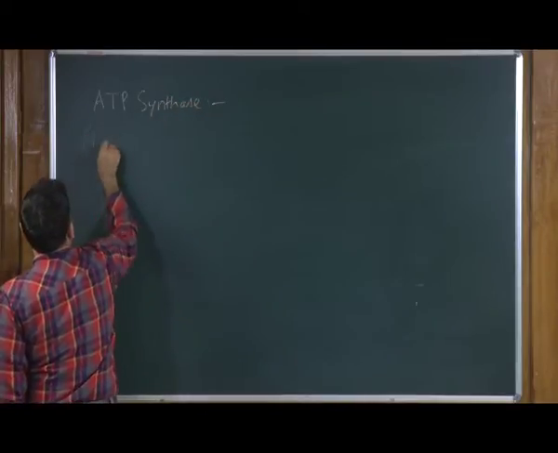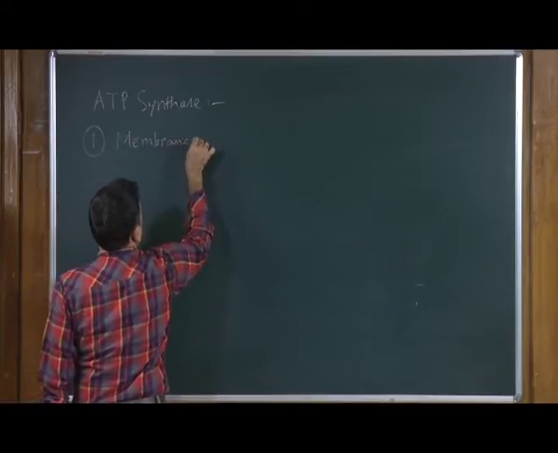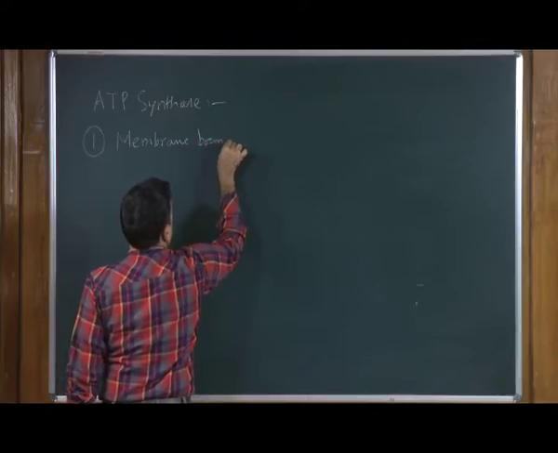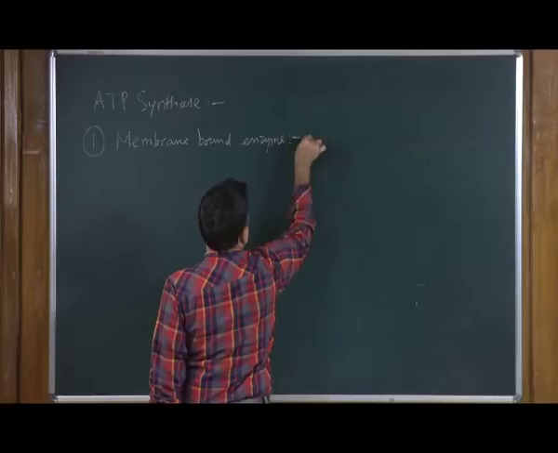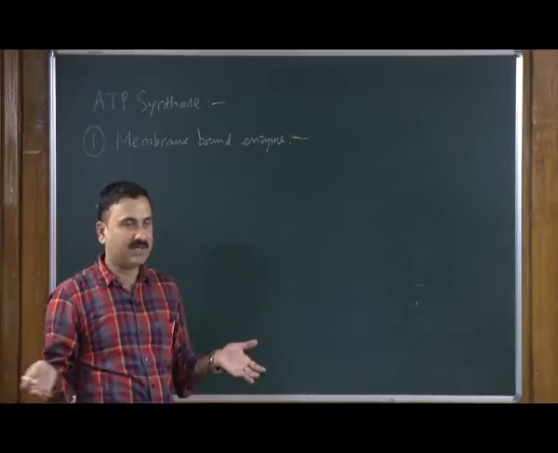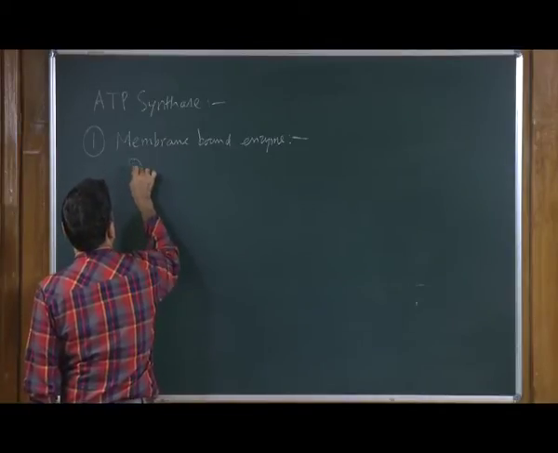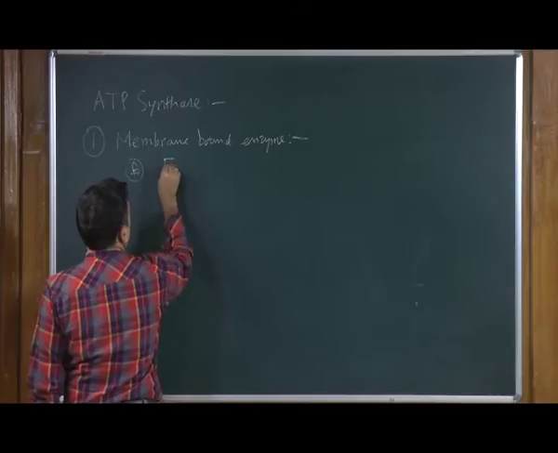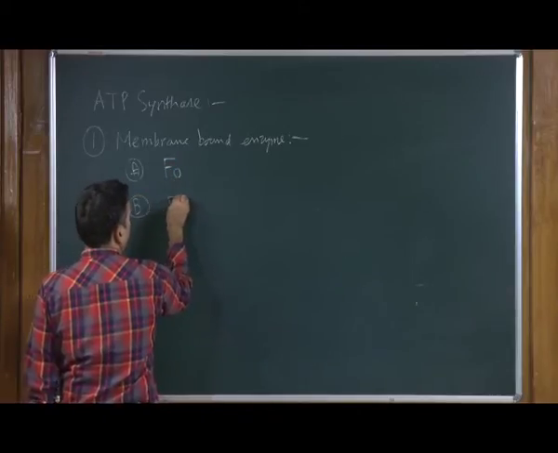So, ATP synthase is a membrane bound enzyme or enzyme complex. It mostly has two subunits or two components. The component number 1, or A, is called FO, and the component number B is called the F1.